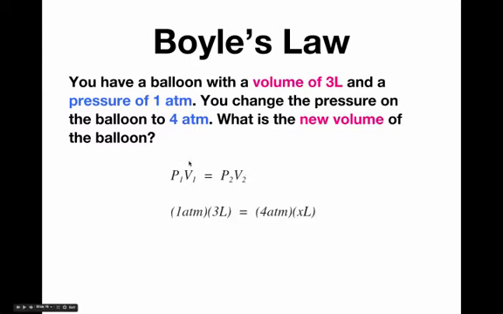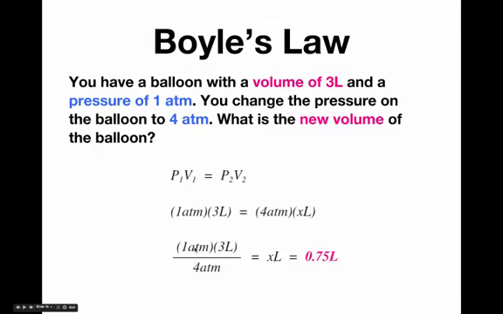So we can substitute in all of those numbers like this. 1 atmosphere times 3 liters, those are just representations of P1 times V1 on the left here, is equal to 4 atmospheres, which is P2, times X liters. And we need to get X all by itself. So the way to get X all by itself is to divide both sides by 4 atmospheres. If we divide both sides by 4 atmospheres, X liters is going to equal 1 atmosphere times 3 liters divided by 4 atmospheres. You can see that the atmospheres in the numerator and in the denominator cancel each other out. The only unit we're left with is liters, which is what we're looking for.